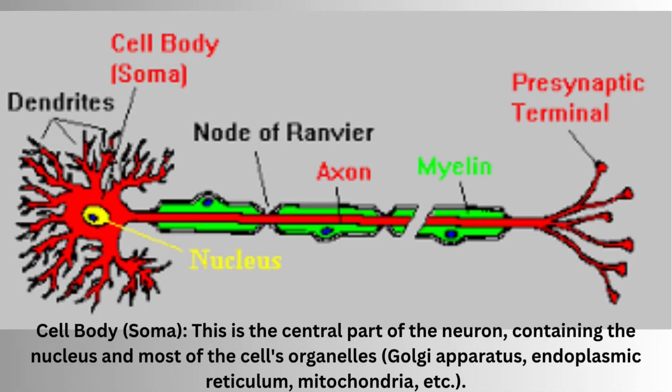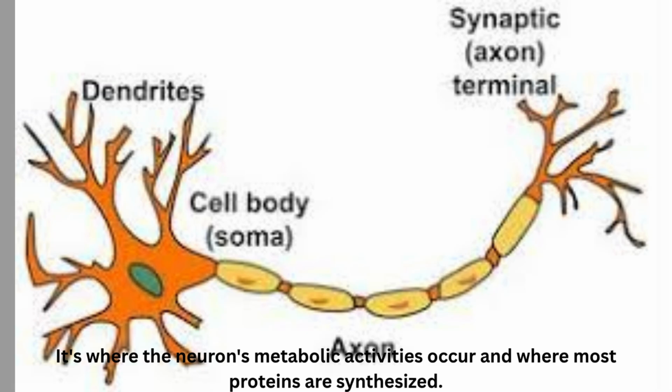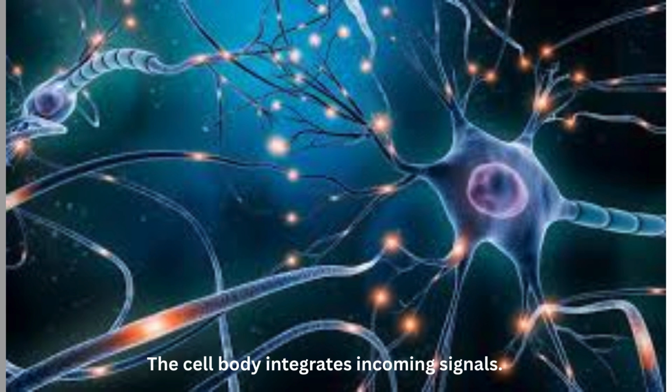Cell body, soma. This is the central part of the neuron, containing the nucleus and most of the cell's organelles: Golgi apparatus, endoplasmic reticulum, mitochondria, etc. It's where the neuron's metabolic activities occur and where most proteins are synthesized. The cell body integrates incoming signals.